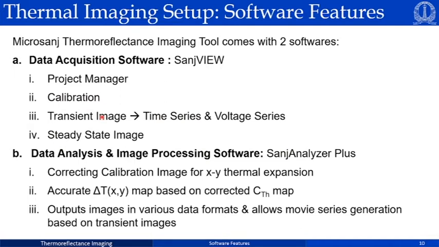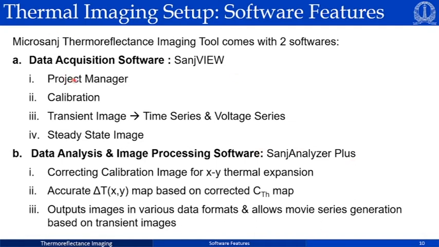So given that we understand various aspects of measurement, including the need for external triggering, let us also look into the software features in addition to the hardware features. The MicroSange thermo-reflectance tool, which is known as the NT220C tool, comes with 2 independent softwares. First is the data acquisition software, called Sange View. And the second is the data analysis and image processing software, called the Sange Analyzer Plus.